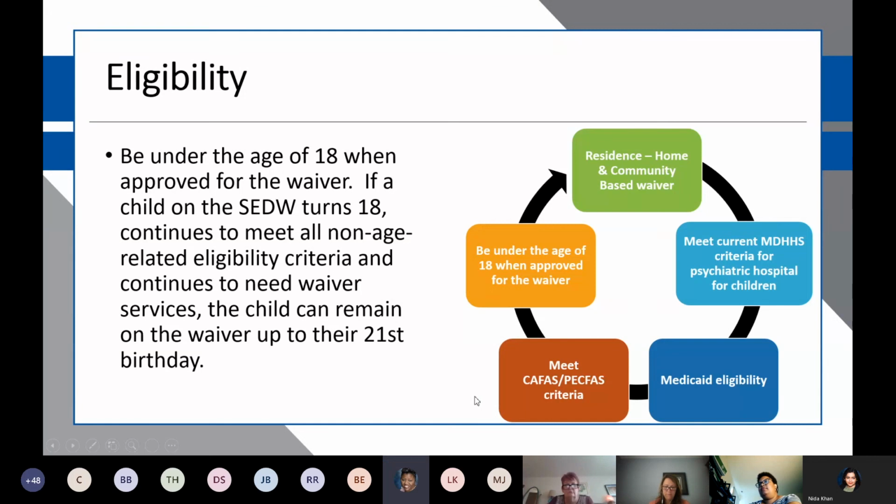Okay. Great. So just summing up the eligibility requirements overall, on the current slide: verify that they meet the eligibility requirements of an Oakland County resident, that they also meet the current MDHHS criteria for psychiatric hospital level of care, Medicaid eligibility, and either meet the current CAFIS, PECFIS or DECA criteria. I see we have DECA missing off of this slide. I want to reemphasize that it's important that the child is under the age of 18 when approved for the SED waiver.